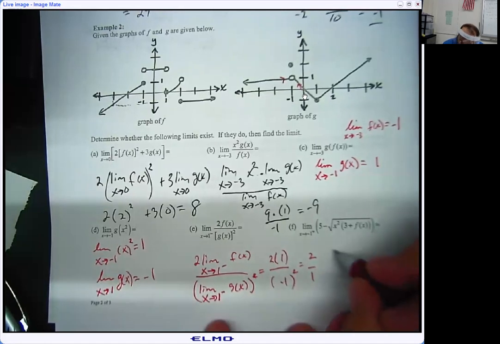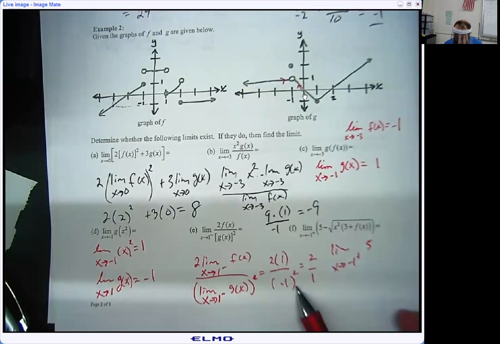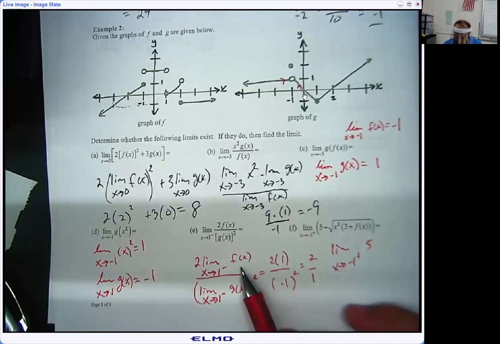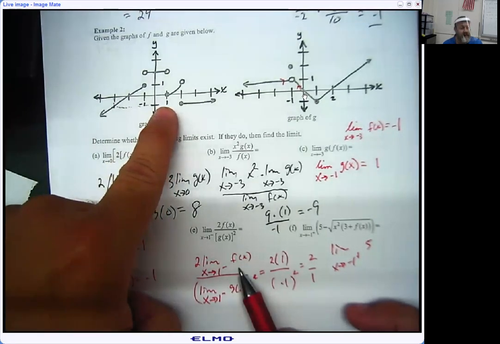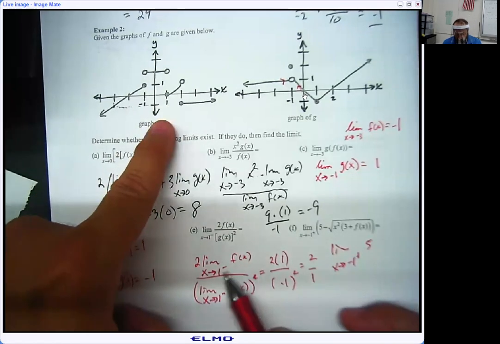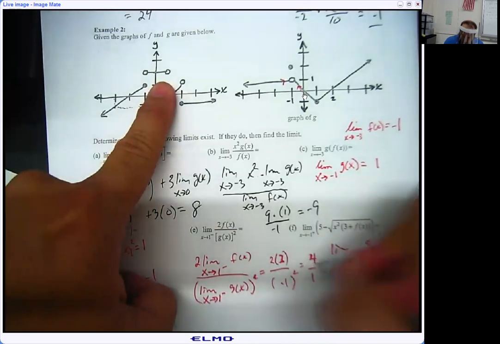And over here, the limit is X goes to negative one plus one. Did I mess something up? Isn't there a square on that? This one? F. 1 minus, oh, I'm a dummy. Yeah, I looked at negative one, didn't I? Okay, the limit as X goes to one from the left side should have been two, shouldn't it? And so that's gonna be four.